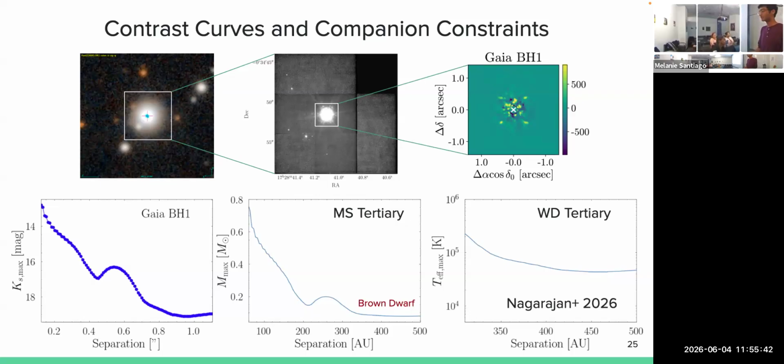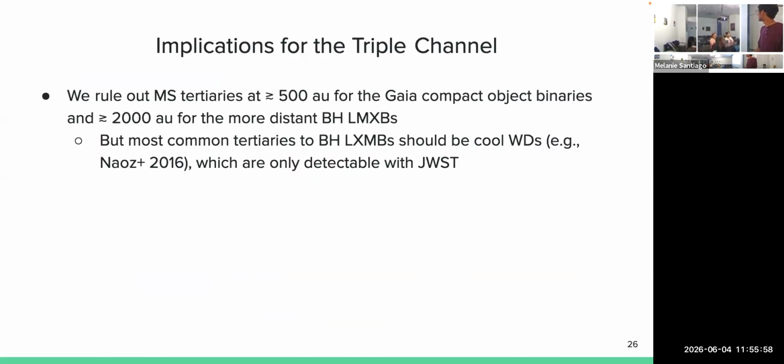And if anybody is interested in exoplanets, this is called a contrast curve. So it tells you what you would detect as a function of separation. You can essentially convert this to limits on the mass of main sequence tertiaries and the temperature of white dwarf tertiaries. What I find in summary is that at around 500 AU for the Gaia black holes and neutron stars and 2000 AU for the most distant black hole XPs, I can essentially rule out any plausible main sequence tertiary. So this is the main result of that paper.